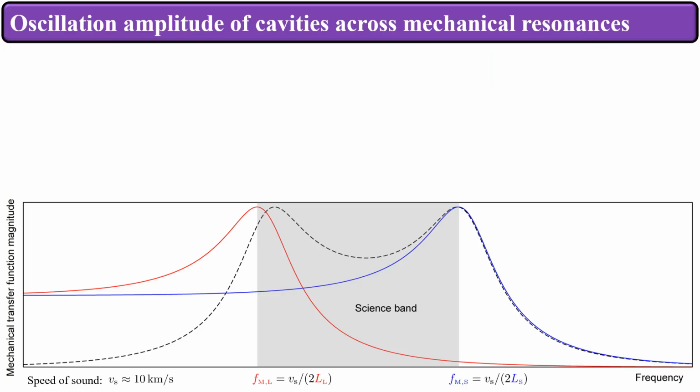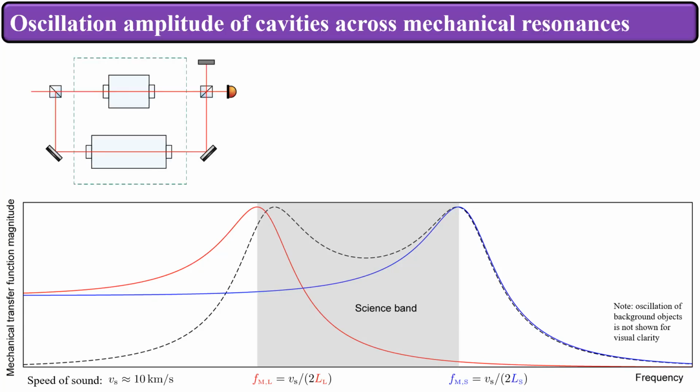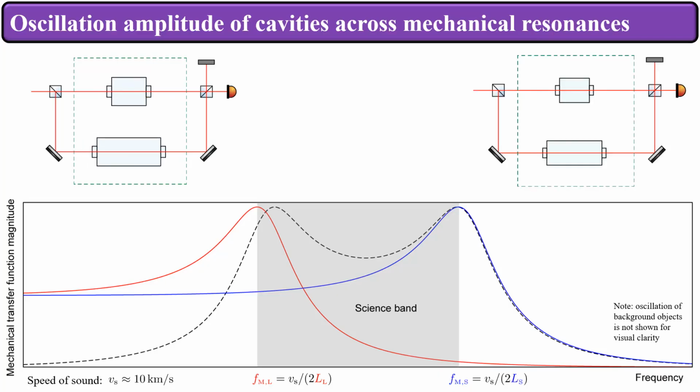Here's an intuitive picture to understand the transfer function plotted here on a linear scale. Below the mechanical resonances of both cavities, the cavities follow the dark matter drive, so the difference strain measured at the photodetector vanishes. Above both mechanical resonances, since neither cavity responds to dark matter, their individual strain and hence their difference strain vanishes.